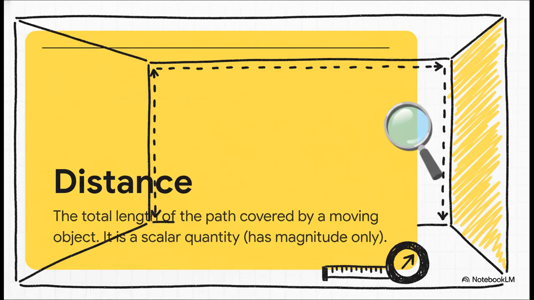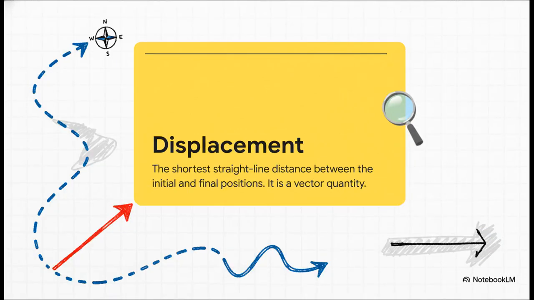It only has a value, or what we call a magnitude, like 10 meters. Displacement, on the other hand, is the shortest path possible. It's a straight line from where you started to where you ended up. It's like taking a shortcut. And here is the most important part. Displacement has both a value and a direction. So you would say something like 7 meters towards the northeast. This makes it a vector quantity.